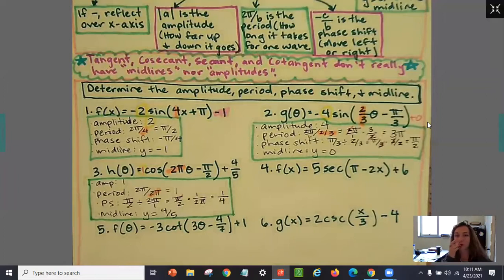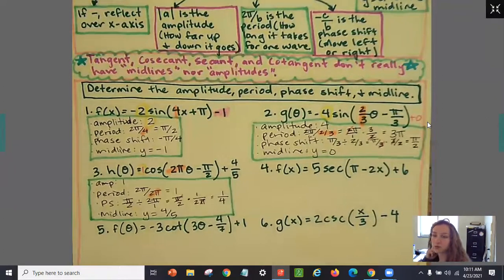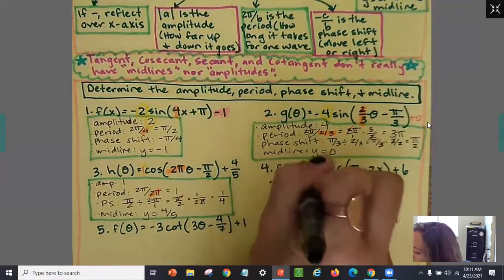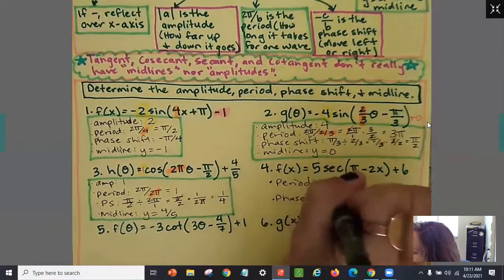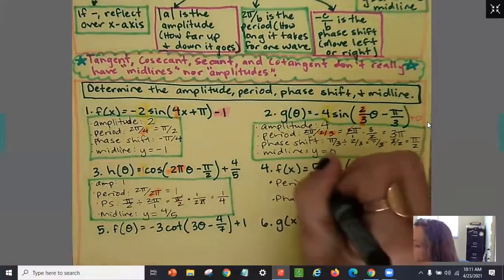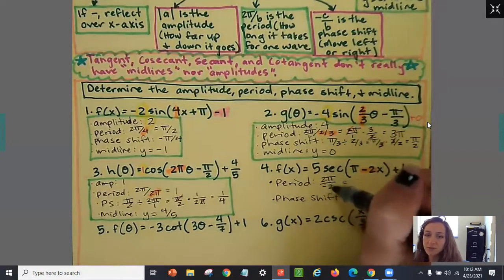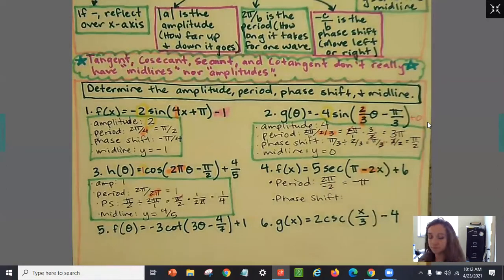Okay, for problem number 4, this is working with secant, and they don't really have midlines or amplitudes, so we're only going to focus on the period and the phase shift for these. Let's look at the period first, and it's going to be 2 pi divided by the number in front of x. The number in front of x here is negative 2, so this is going to be 2 pi divided by negative 2. 2 divided by negative 2 is negative 1, so we're going to just get negative pi.